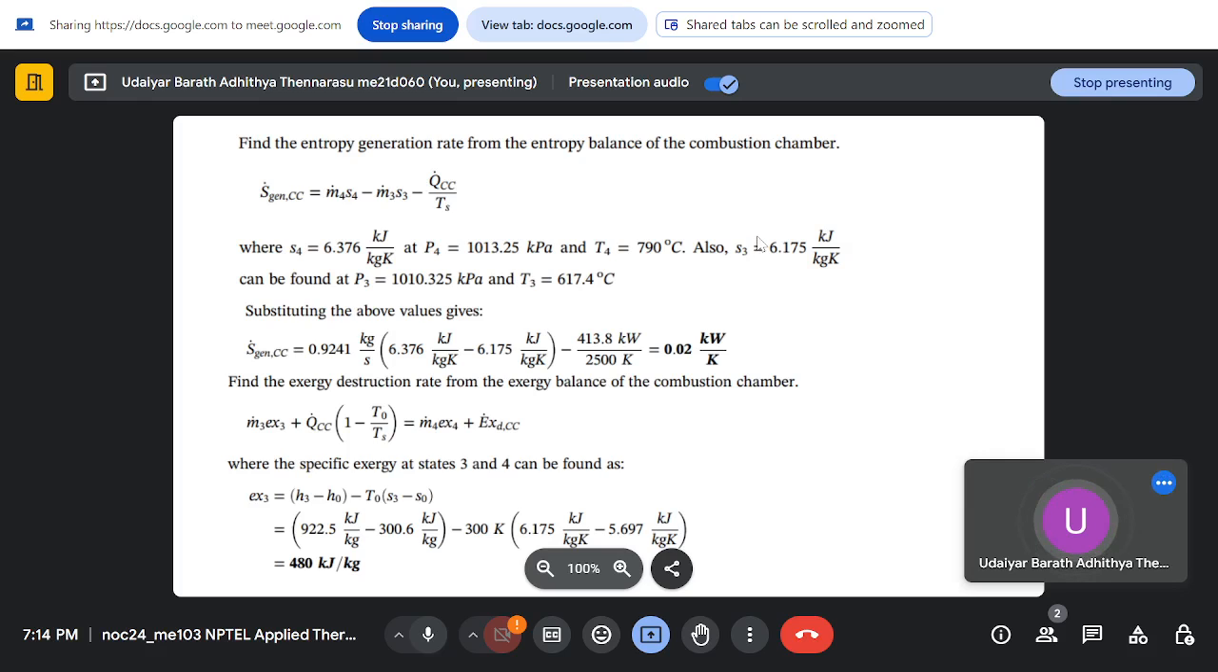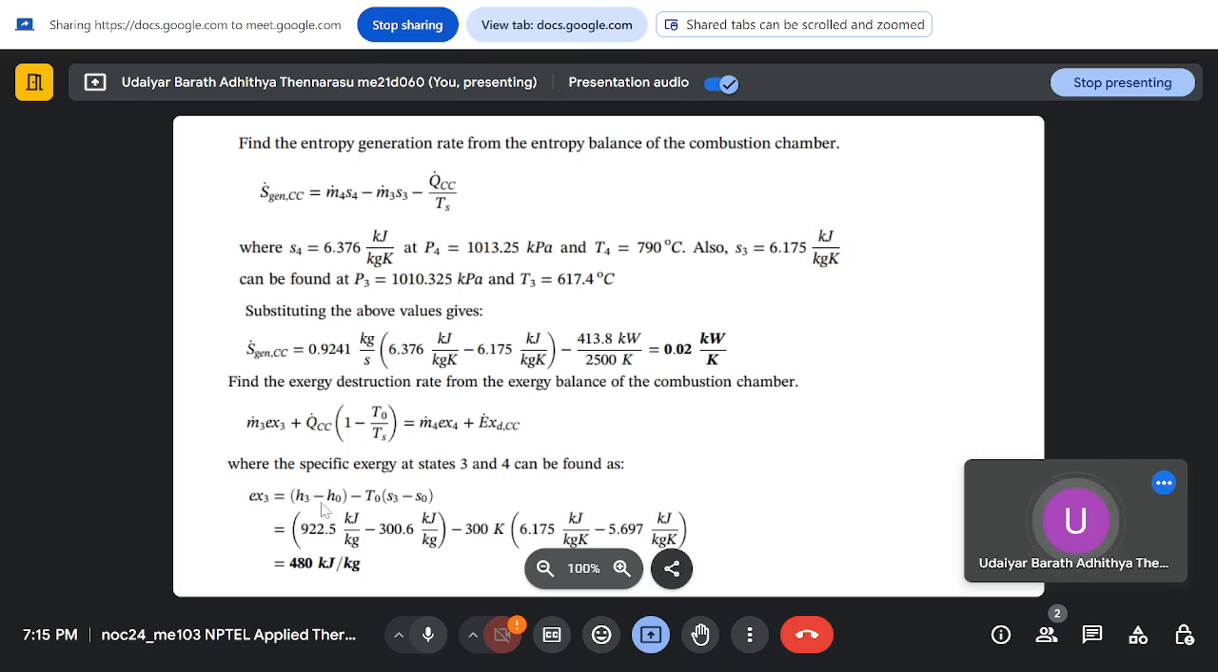So substituting that, heat actual is 413.8 kilowatt, and your source temperature is given as 2500 degrees Celsius. So substituting, your entropy generated is 0.02 kilowatt per Kelvin. So with this, if you see the exergy destruction in the combustion chamber, doing again an exergy destruction balance, your exergy in equals exergy out plus exergy destroyed. So exergy in is m dot into exergy 3 plus Q added into 1 minus T naught by T source, equals m dot into exergy 4, which is the outgoing stream, plus exergy destruction.